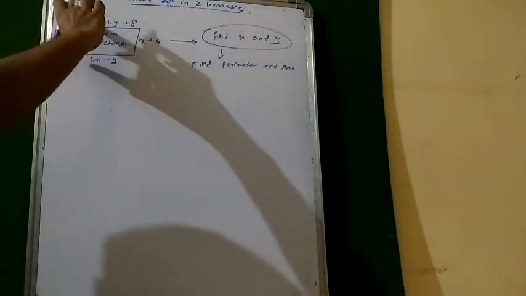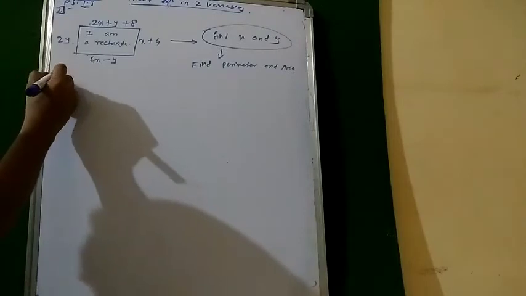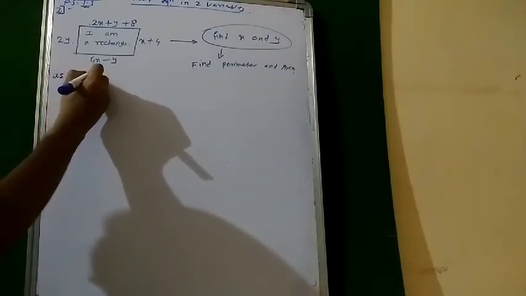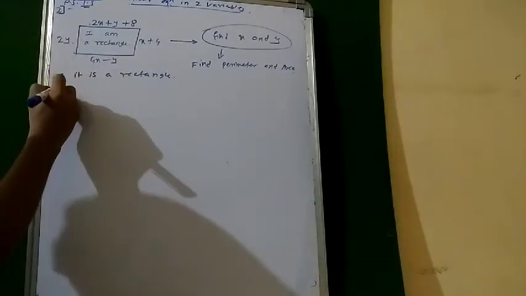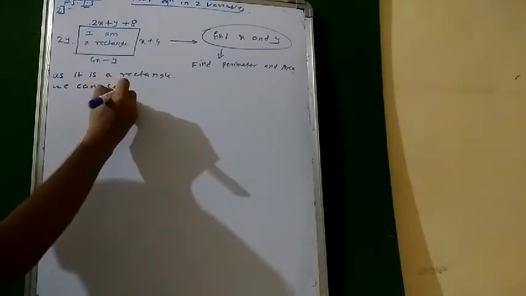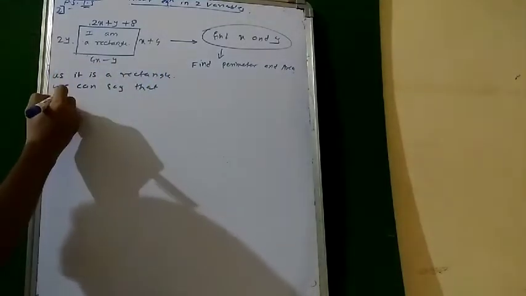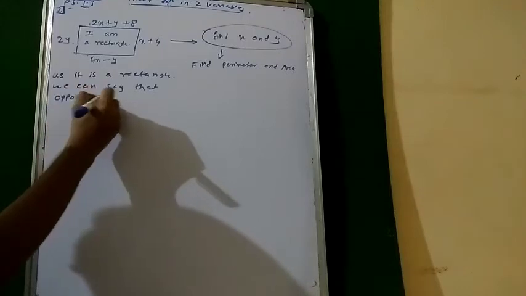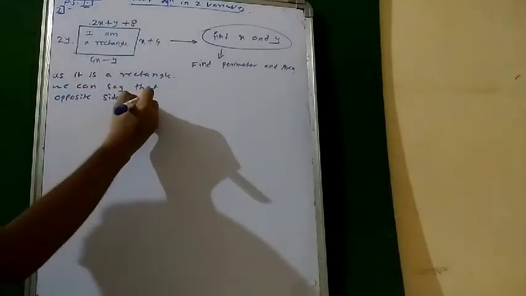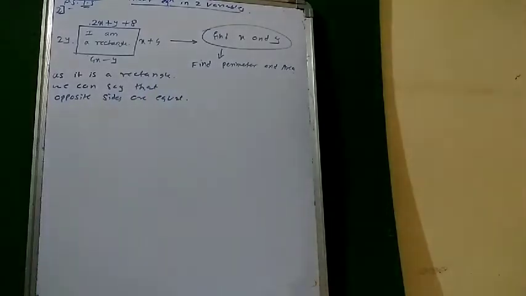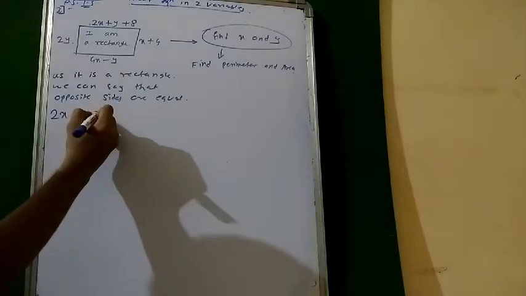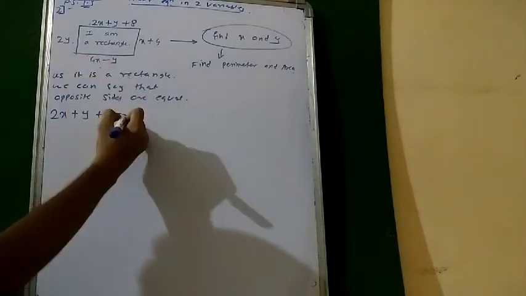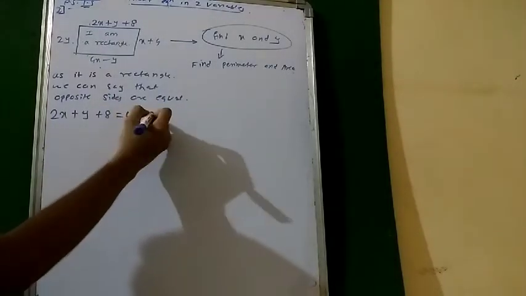As it is a rectangle, we can say that opposite sides are equal. That is, 2x plus y plus 8 is equal to 4x minus y.